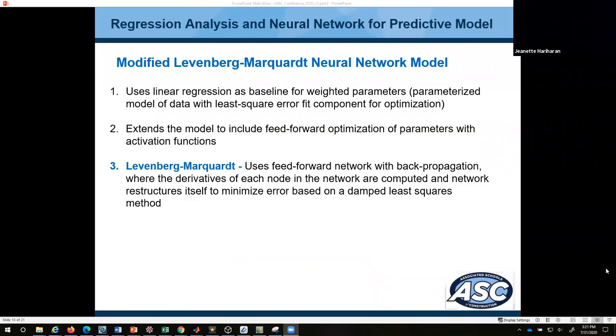The regression analysis and neural network for the predictive model are based on a Levenberg-Marquardt neural network model and a basic backpropagation model. We start out using linear regression as a baseline for weighted parameters, and we extend that to use activation functions at each of the nodes, internal and the final layer of the network. And then we also add the Levenberg-Marquardt technique, which uses a damped least squares method for minimizing error.